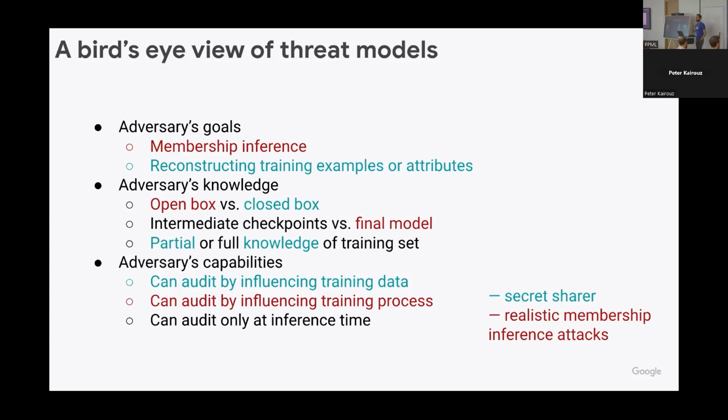Or you could say, no, actually, I care about the blue category, which is I just want to do reconstruction attacks in a closed box sense. I cannot see the parameters of the model. And I only have partial knowledge of the training set. I cannot tamper with anything other than the training data. I can put in some maybe canaries, and that's the secret share method that we talked about. But you can slice and dice this differently, and you get different interesting threat models.